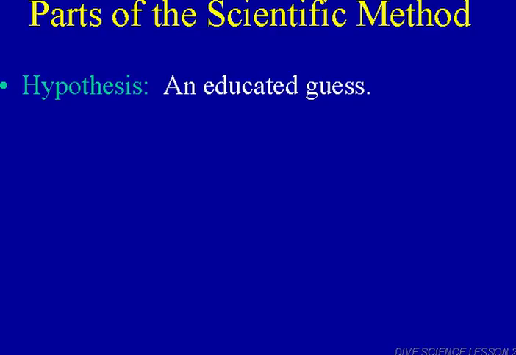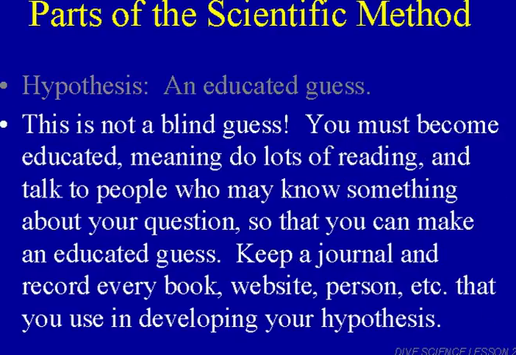Now look at what a hypothesis is. It's an educated guess. It's not a blind guess. So you have to become educated. That means you need to do a lot of reading and then talk to people who may know something about your question, and that will help you make a good, educated guess to what you think the answer to your question is. And when you're doing your research, when you're doing your reading, when you're talking to people that may know something about your question, keep a journal, like a big notebook of some kind, and record every book, every website, every person that you use in developing your hypothesis.